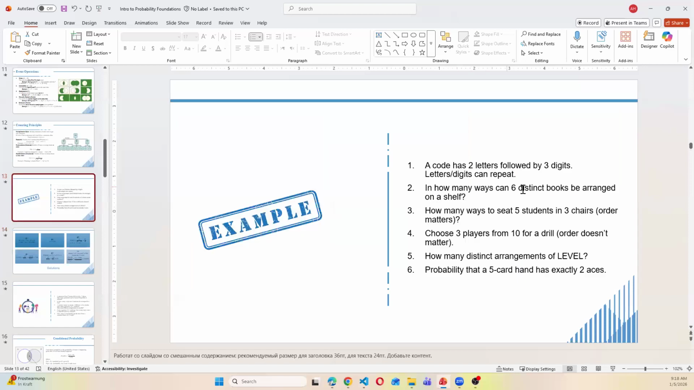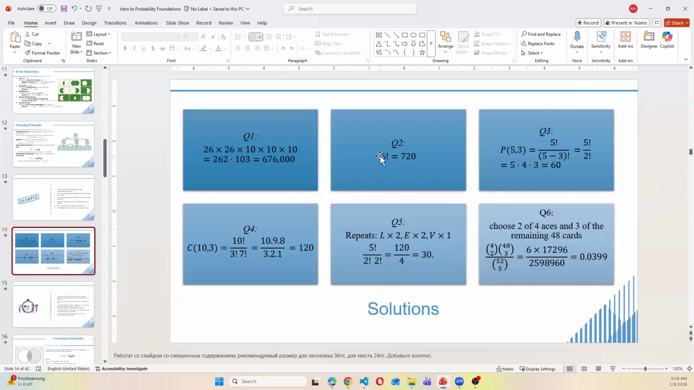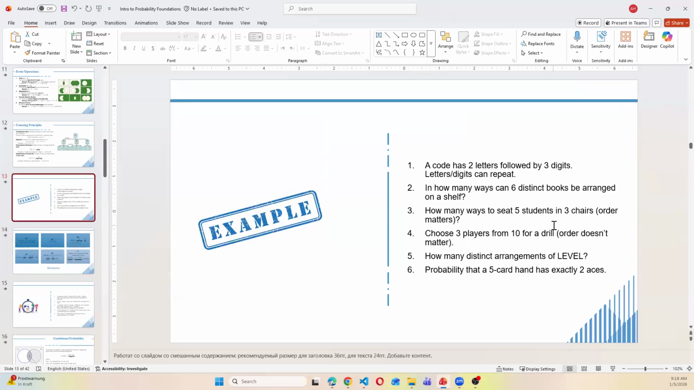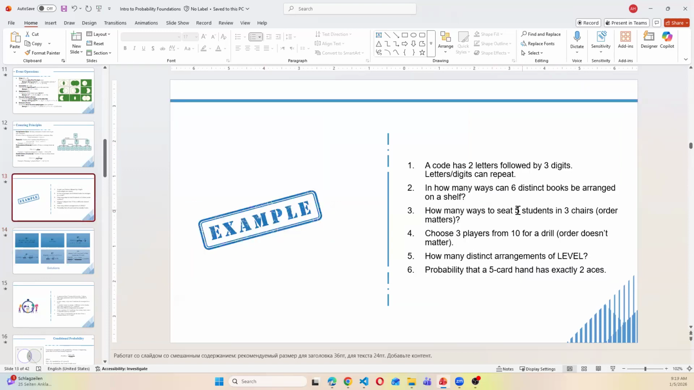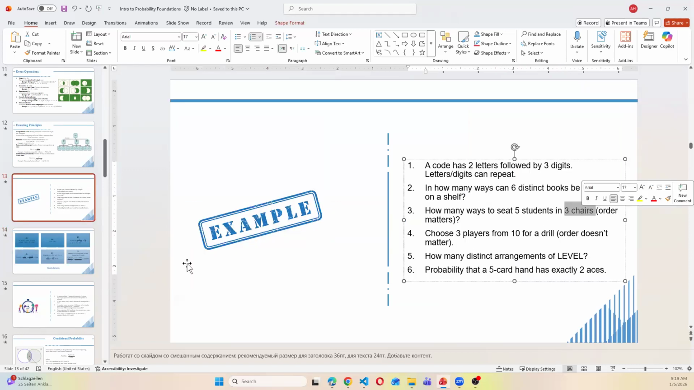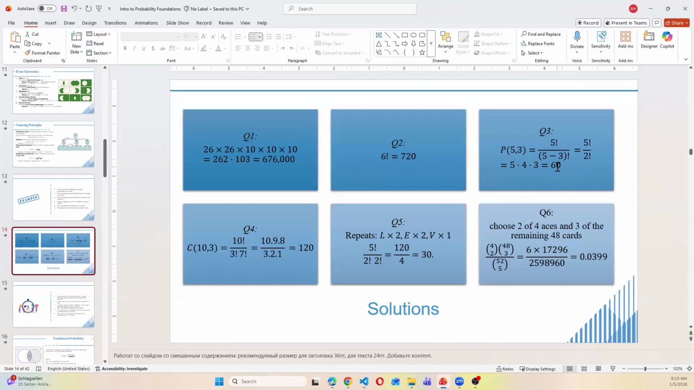And for the other one, in how many ways can 6 distinct books be arranged on a shelf? For question number 2, it's factorial. So 6 factorial, which is 720 ways you can put 6 books on a shelf. Next, how many ways to sit 5 students in 3 chairs? Order matters. So in here you can see order matters, which means it's permutation. For the permutation formula, 5 factorial because you have 5 students, and you have 3 chairs. So 5 factorial divided by (5 minus 3) factorial, which is equal to 60.